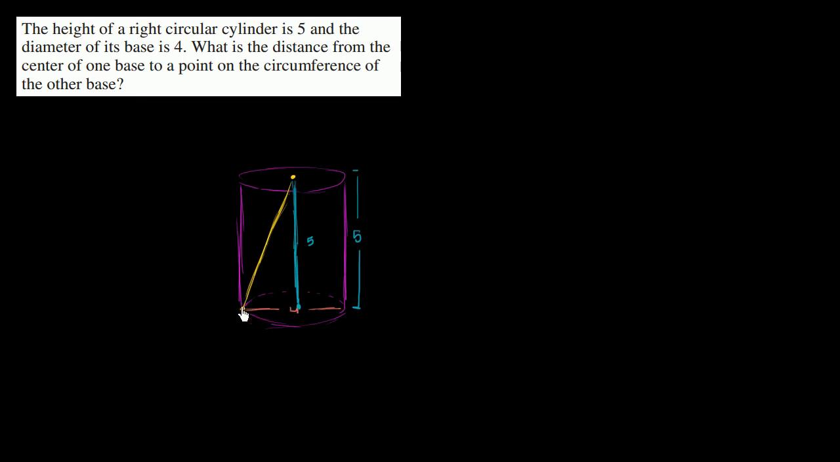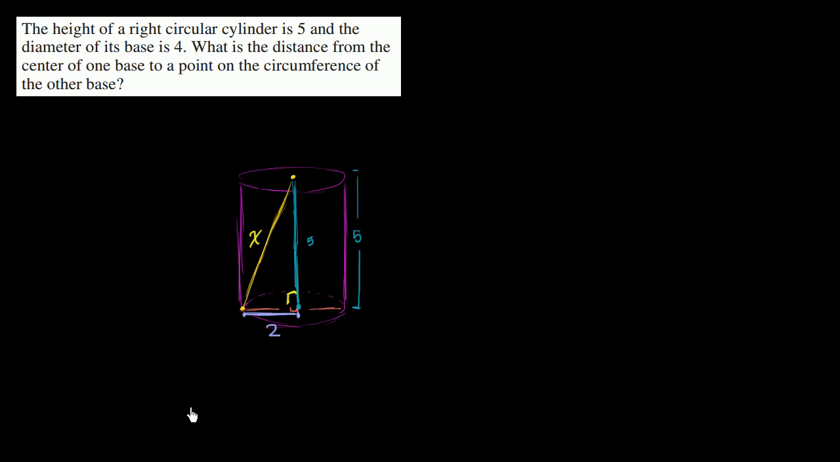Now, what is the length of the radius? Well, the diameter is 4. So the radius right over here, I'll do the radius in a different color, this distance right over here, is going to be equal to 2. So the distance in question, which we could call x, is what we need to figure out. That's the length of the hypotenuse of this right triangle.